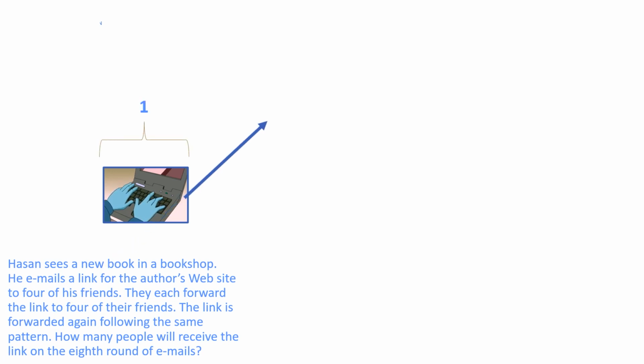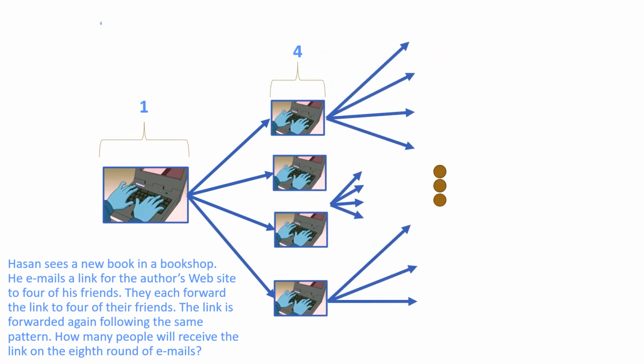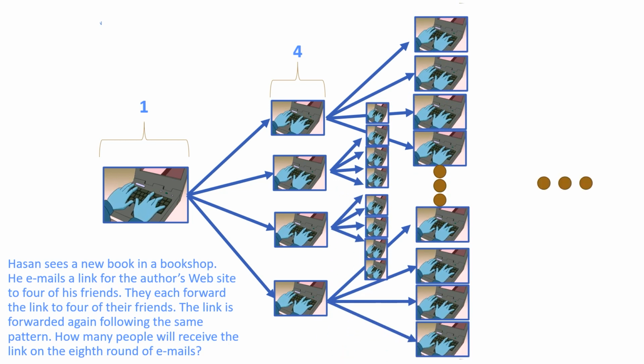Hassan sees a new book in a bookshop. He emails a link for the author's website to 4 of his friends. They each forward the link to 4 of their friends. The link is forwarded again following the same pattern. How many people will receive the email on the 8th round of emails?